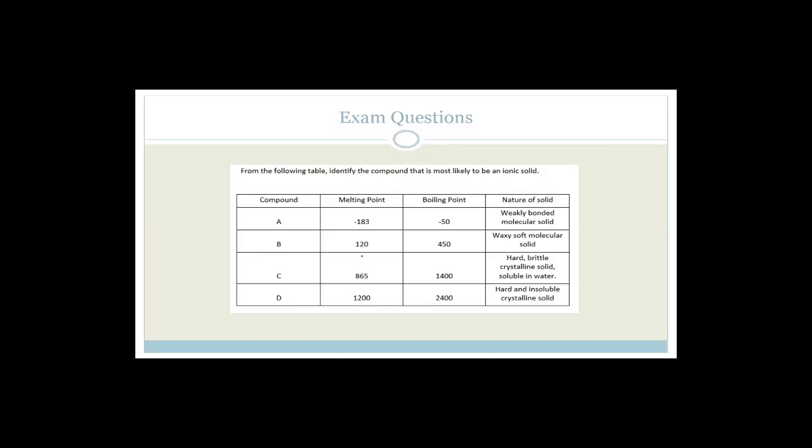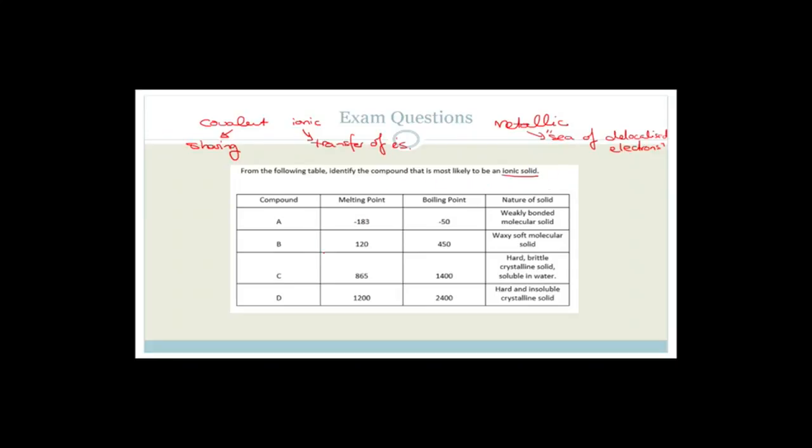So let's go through it. It says, from the following table, identify the compound that is most likely an ionic solid. Remember, we've got covalent bonding, ionic, and metallic, and metallic has that sea of delocalized electrons. Remember that if you're ever asked anything about bonding with metals, you want to say the words sea of delocalized electrons. Covalent bonding is the sharing of electrons, and ionic is the transfer of electrons. Remember this?